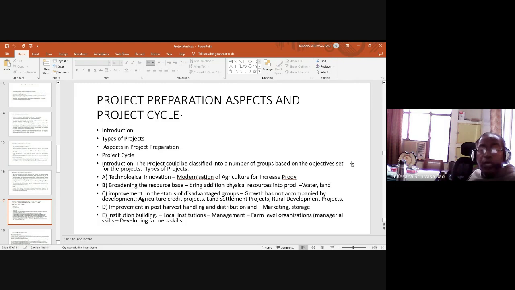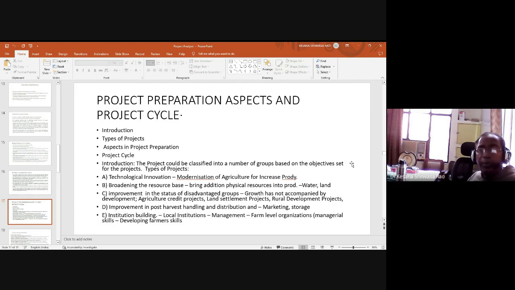Improvement in post harvest handling and distribution, that is marketing and storage, to make produce marketable. From the post harvest technology point of view, marketing and storage, both are very, very important. Then institution building: local institutions, management, farm level organizations, etc. So these are the steps which we have to think about. These are the five steps.